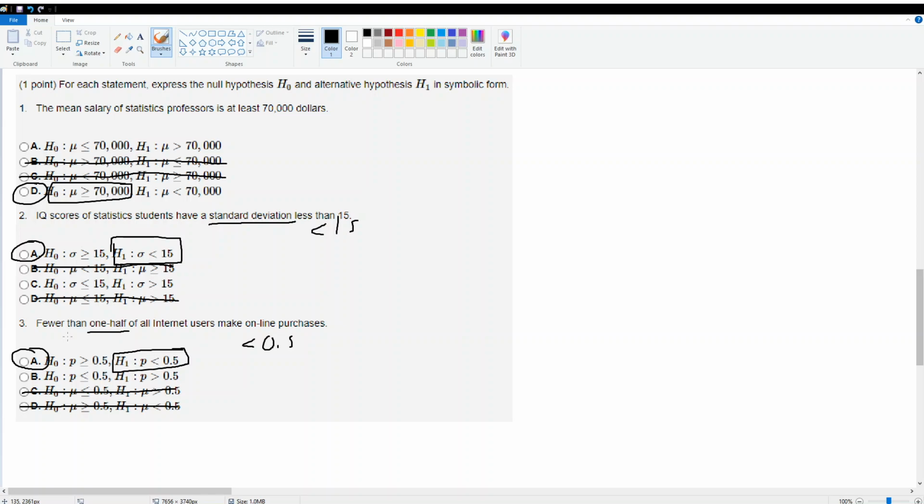So that's the thing here. Take your statement that you want to be one of your hypotheses and ask yourself, does this statement include the equal sign? If it does, it has to be the null. If it doesn't, it has to be the alternative.